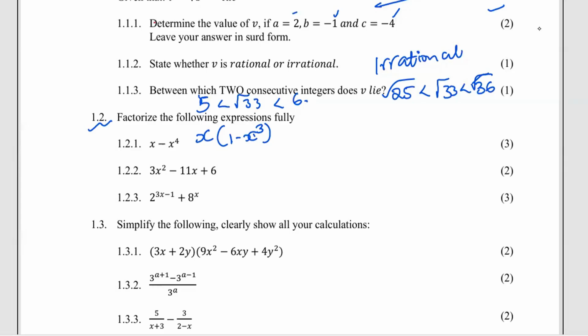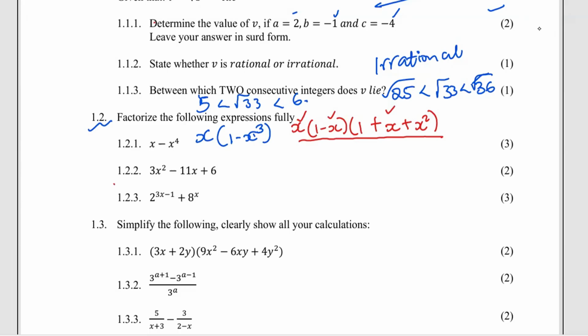So we shall have x, and then this is going to be just 1 minus x, and then we shall have 1 squared, which is 1, plus x times 1 is x, and then negative x squared will be just a positive x squared. So this should be our answer. Probably 1 mark for the x, 1 mark for that, and the last mark for that bracket. So that is how we factorize that first one.